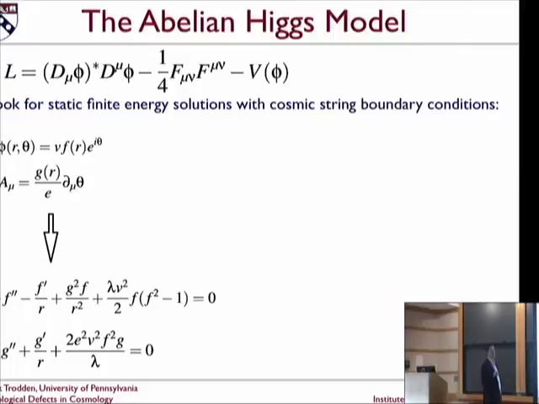The boundary conditions I've used here are such that as you go around a circle at infinity, the scalar field φ winds precisely once in the vacuum manifold. If I put an n in here, it would wind n times, but it's enough for us to consider one. Yes?